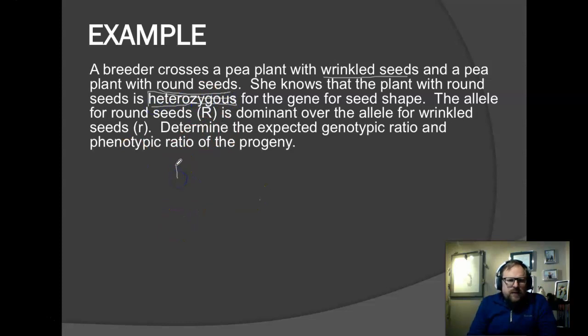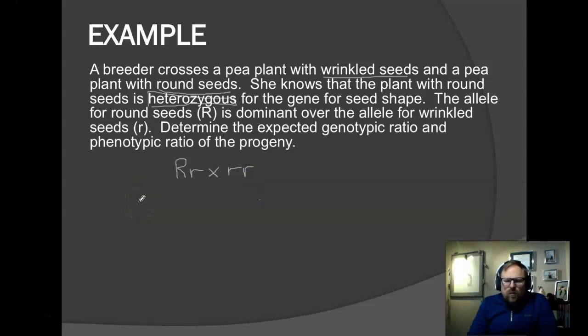So that means, and I'm going to set up my cross here, that we have a round-seeded plant that is heterozygous being crossed with a wrinkle-seeded plant. And since wrinkled seeds are recessive, then that individual has to have a genotype of little r, little r. Okay, so I hope that makes sense there.